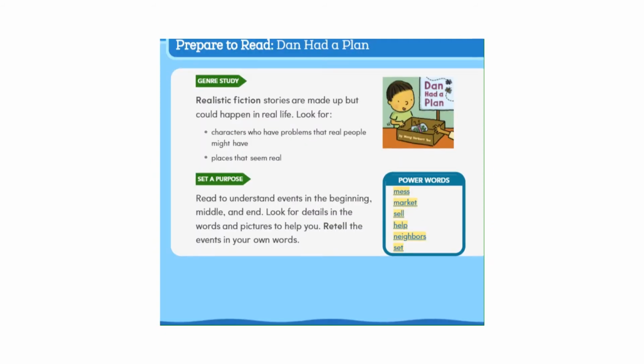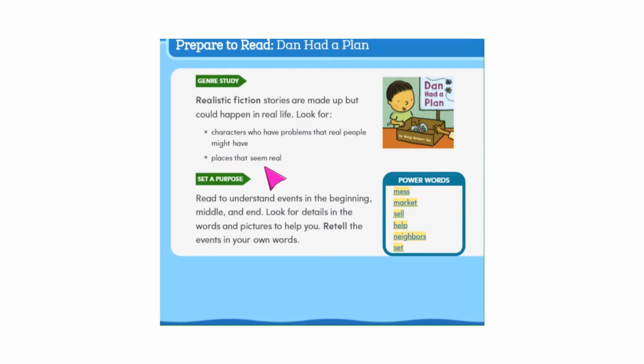Okay, boys and girls, prepare to read. Dan Had a Plan. Before you read, boys and girls, you always look at the genre of the story. What kind of story is this? This selection is realistic fiction. Do you know what realistic fiction is, or remember? Realistic means real, and fiction means it's made up. So realistic fiction stories are made up but could happen in real life. You look for characters who have problems that real people have or might.